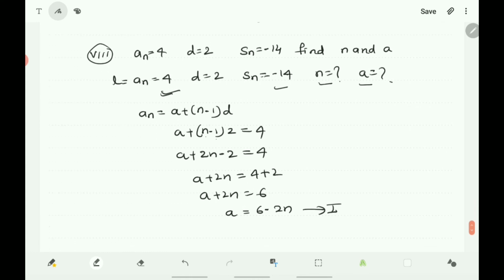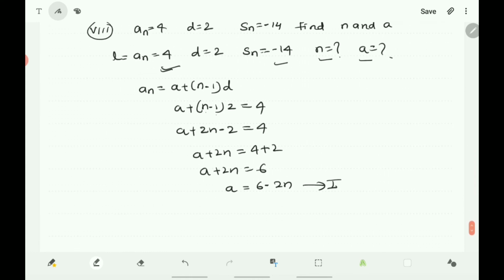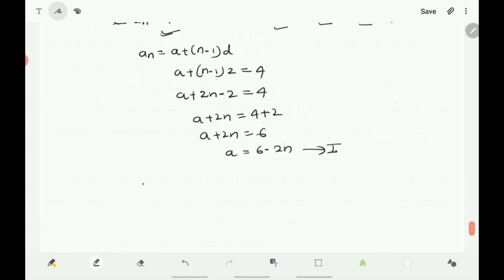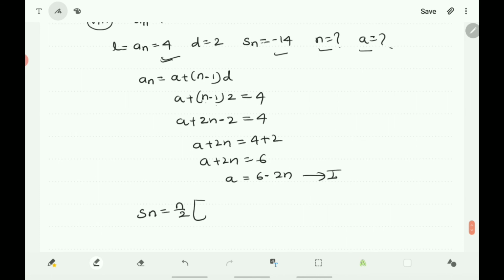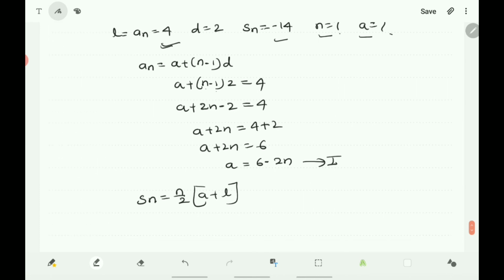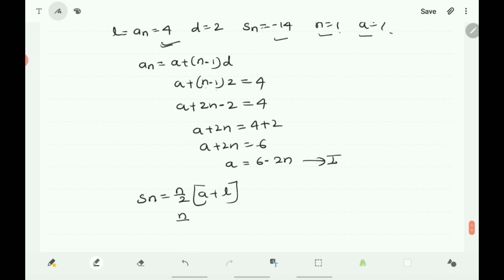Then use the formula for Sn. Sn is equals to, here n by 2 into, you write a plus L, that is n is not known, write it as a is here 6 minus 2n plus L, that is last term an 4, is equals to Sn is given, that is minus 14.